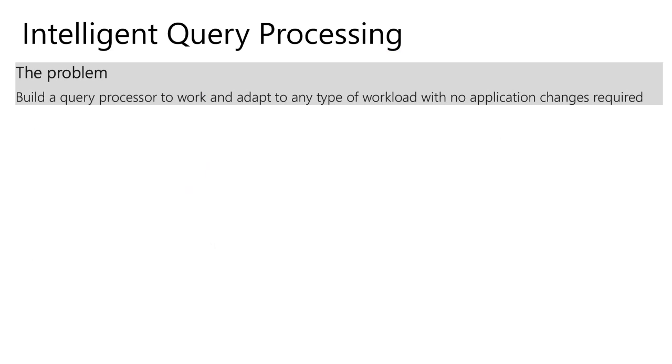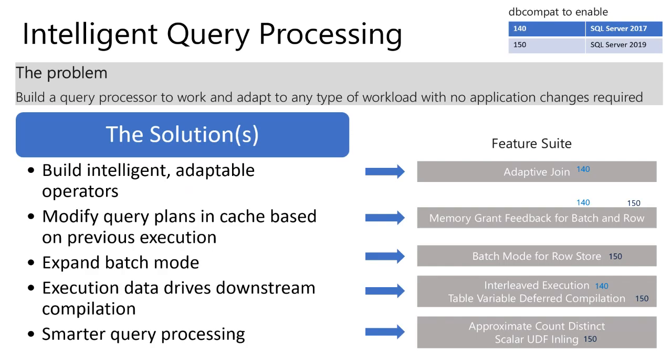Okay, how do we use all these features? It's extremely simple. The only thing we have to do is just enable the user database compatibility level to either 140 or 150 if we want to use the features in 2019. As soon as we change the compatibility level, we are using all these features that I have presented till now.